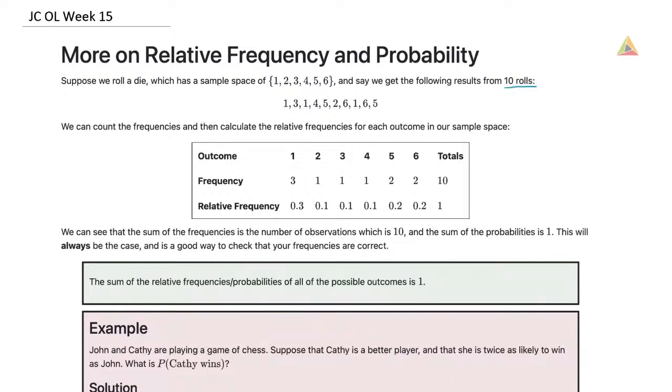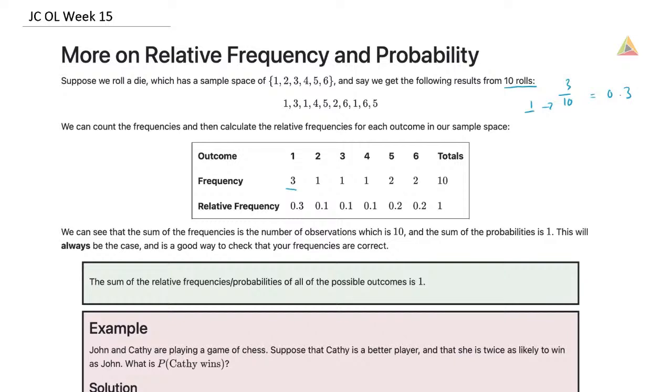So we have a number 1, a number 3, a number 1, a number 4, a number 5, a number 2, a number 6, a number 1, a number 6, and a number 5. So we can count the frequencies and then count the relative frequencies for each outcome in our sample space. It tells us there that the number 1 was rolled 3 times. So to get the relative frequency, the number 1 was rolled a total of 3 out of 10 times. If you put that into the calculator, you'll get 0.3, so that's where the relative frequency is coming from.